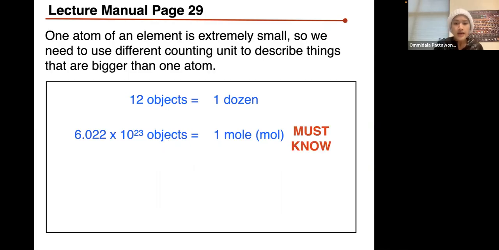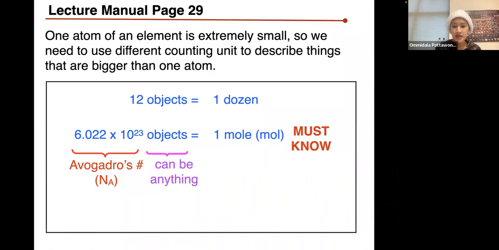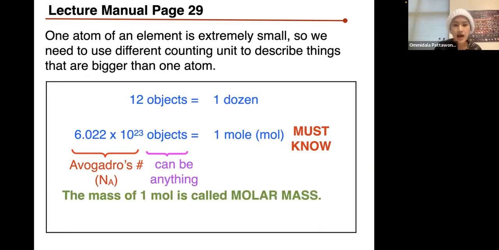Okay, so this conversion right here, you have to know by heart. This is the heart of chemistry. You're going to use this throughout the whole sequence of chemistry, and even when you take upper-level classes such as organic chemistry, you will have to come back to this conversion between moles and number of objects. The number you see, 6.022 times 10^23, is what we refer to as Avogadro's number. And the object, as I mentioned, can be anything: atoms, molecules, even number of people.